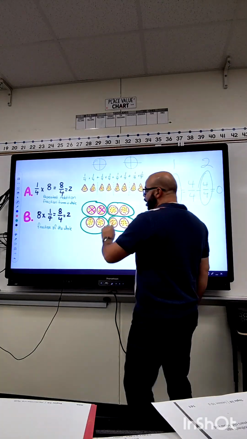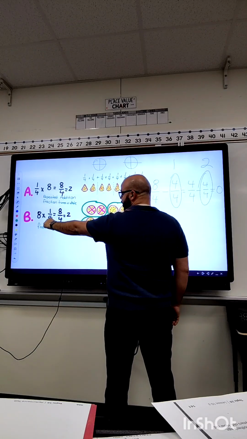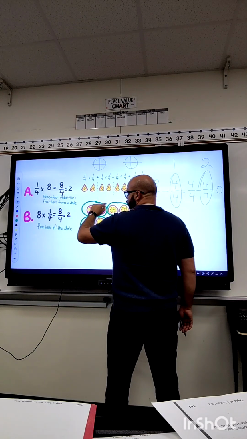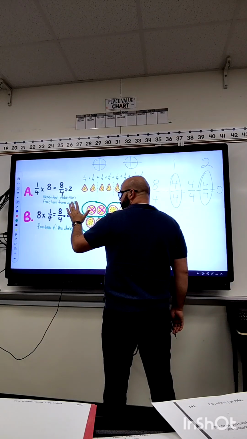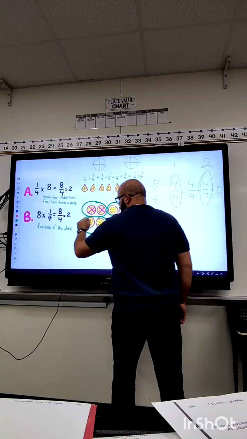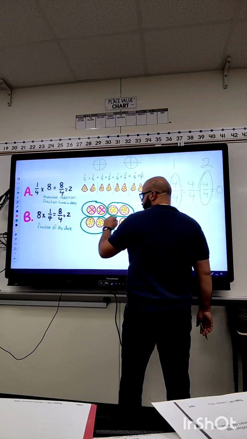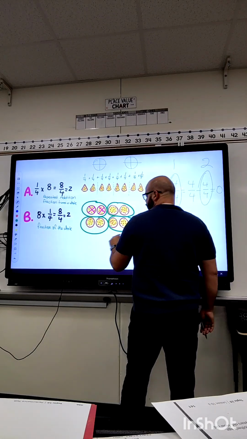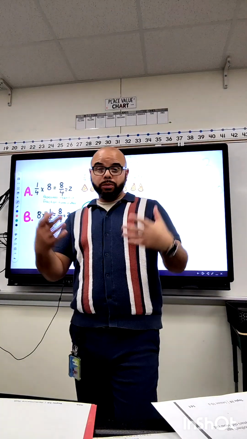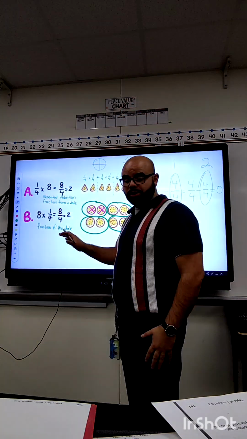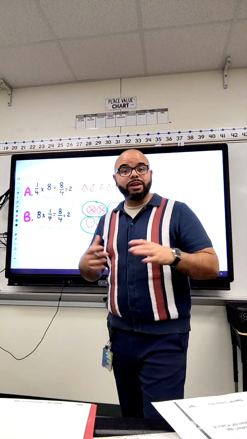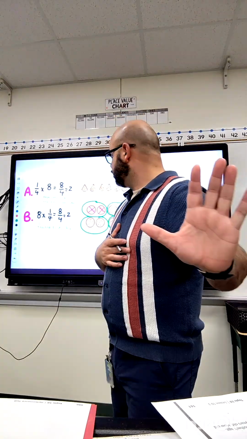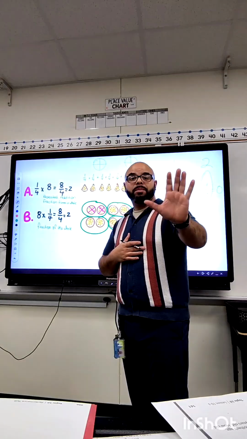Okay? Now I'm going to group them according to that denominator. I'm going to group them in 4 equal groups. So I made 1 group, 2 groups, 3 groups, 4 groups. Now that I have grouped my pizza pies equally, using my denominator, now I'm going to try to solve it. Now I need only 1/4 of the 8 pies.